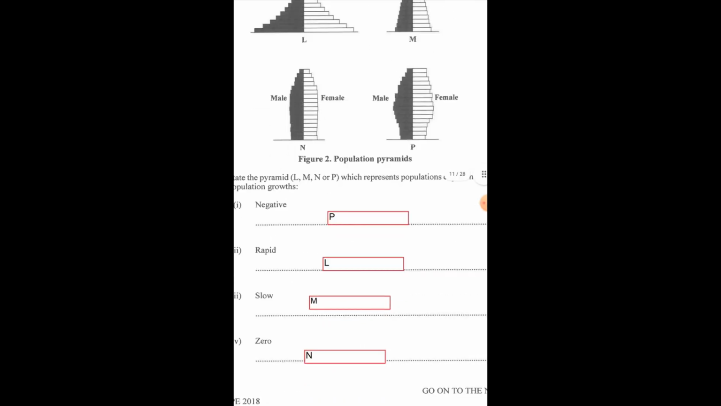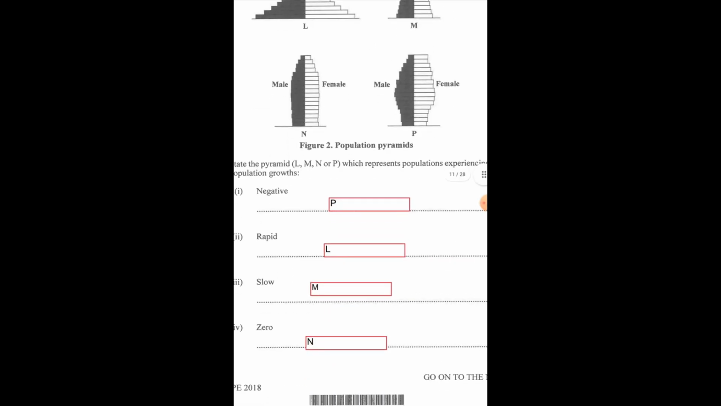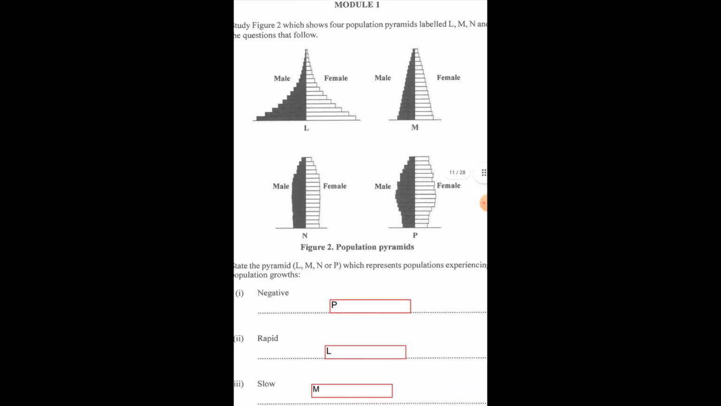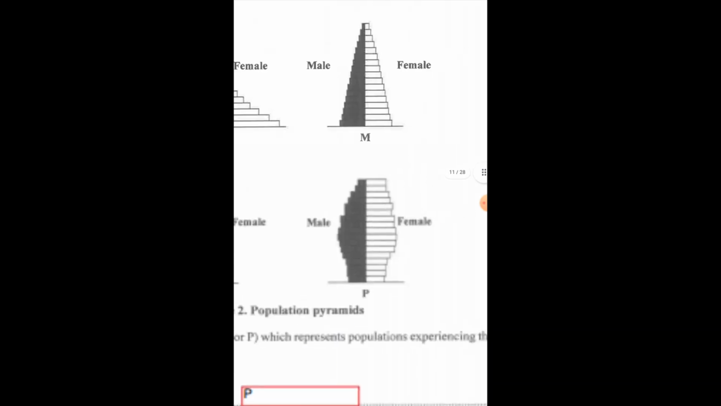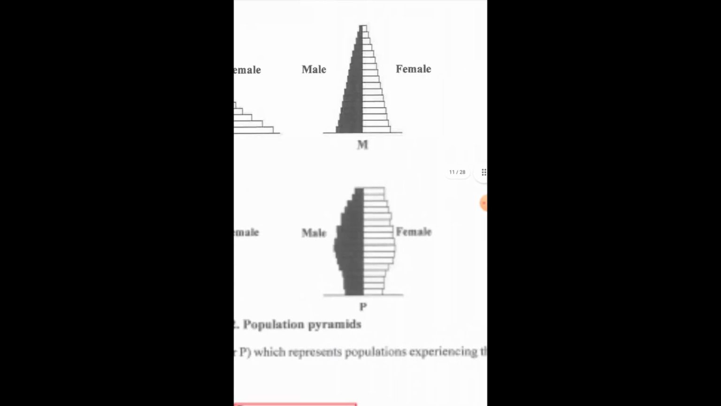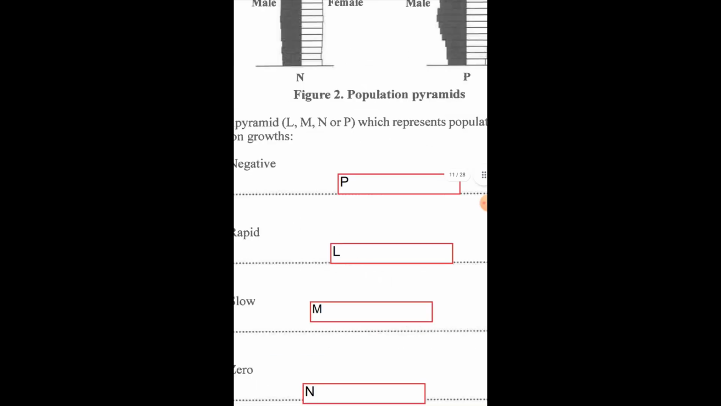Now part 3 of the question asks about slow, and M is the slow one. Now if you look at the base of the pyramid, you realize that the birth rate for each period, it continues to increase but at a very slow pace. So this is why we call it a slow population pyramid, because the birth rate is increasing, however it's increasing at a very slow pace.